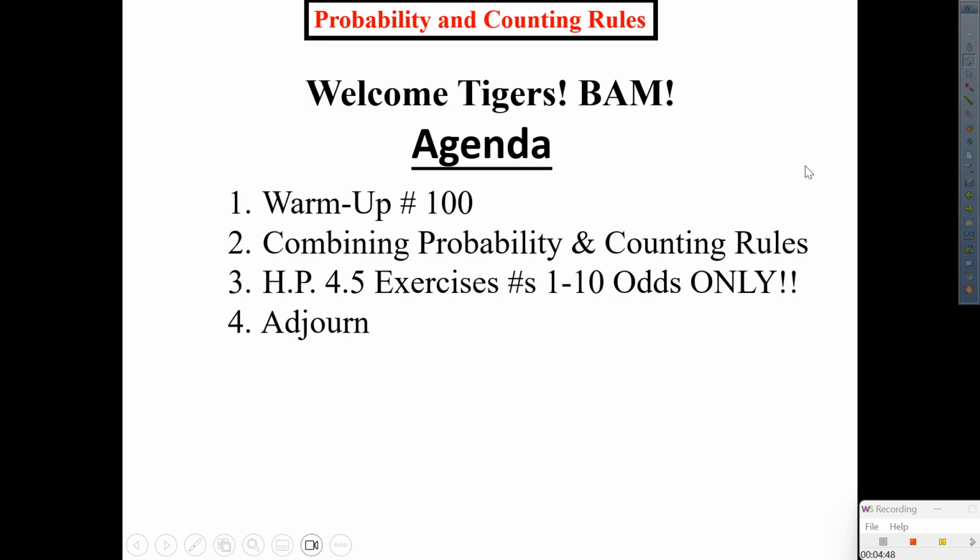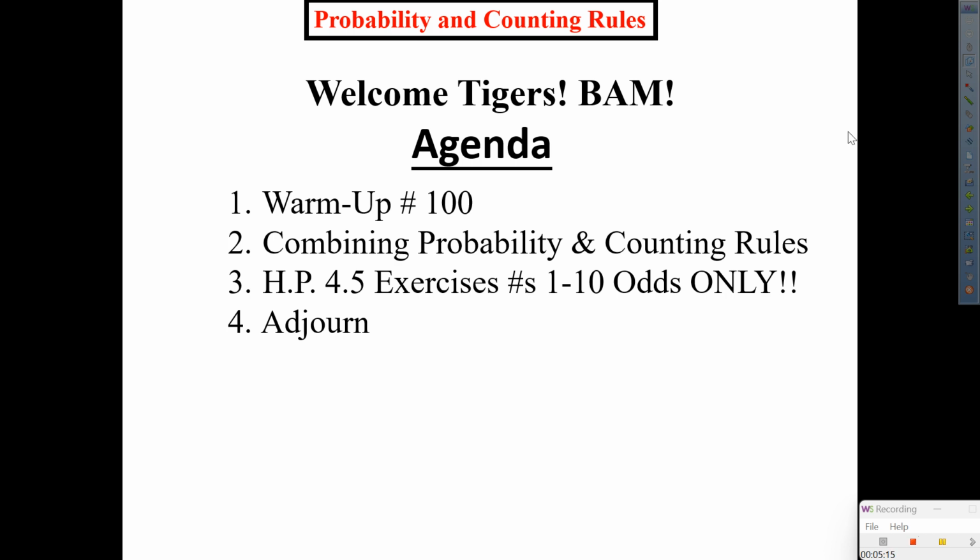Warm-up number 100, copy the agenda: combining probability and counting rules. Today we're going to do a combination of everything. I'm going to give you a couple problems. One of them is going to feel a little bit robust, but doable. And the second one, I'm hoping your noodle is already able to do the computation. Then we'll get into one last exercise, being our special 100th warm-up day.